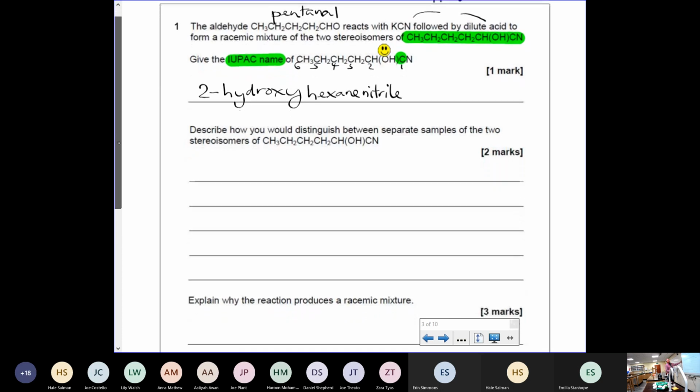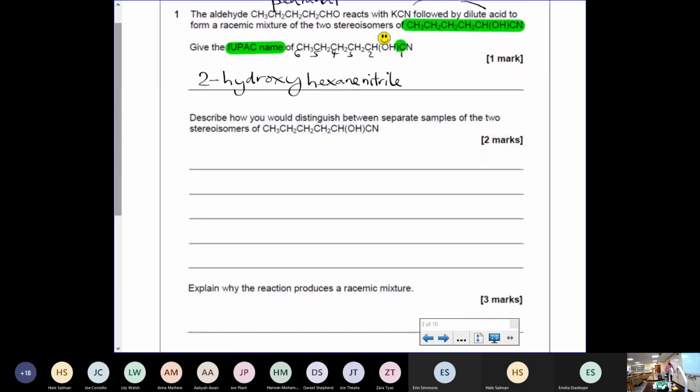Okay, so let's say we've done the reaction. Describe how you would distinguish between separate samples of the 2 stereoisomers of 2-hydroxyhexane nitrile. Now remember, in 2-hydroxyhexane nitrile, there will be a carbon, it's carbon number 2, that's got 4 different substituents. So that is a chiral carbon, this one here. How would we distinguish between separate samples of both of these?